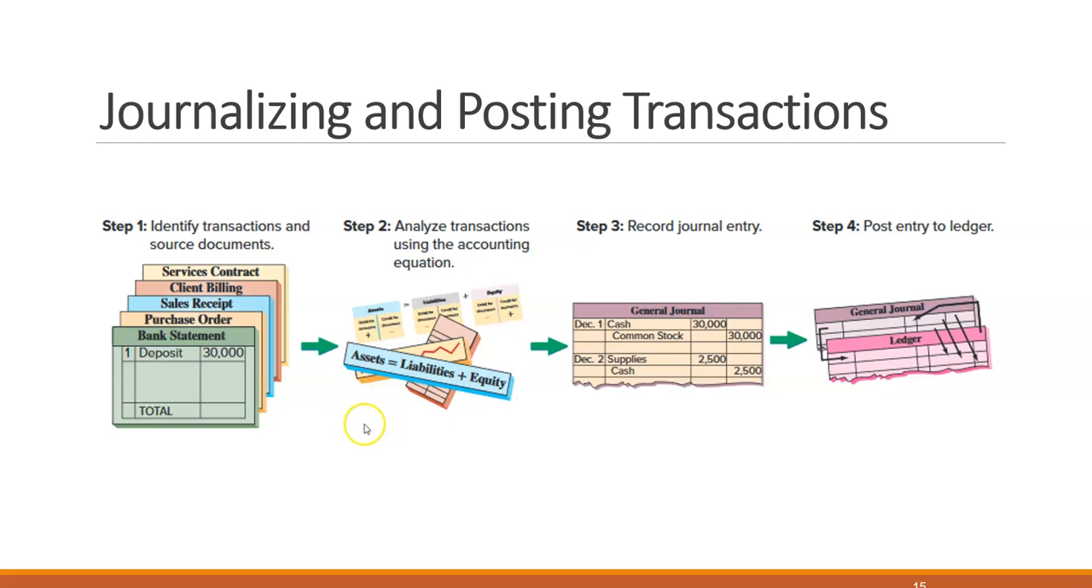So when we're journaling and posting these transactions, first we receive our source document. Then we look at that source document and analyze where it goes in the accounting equation. Next, we record the journal entry into the general journal, and then we post that entry to the ledger. The ledger is where we have those T accounts.